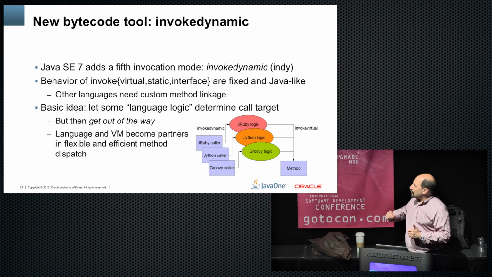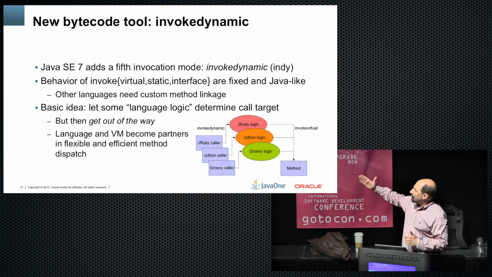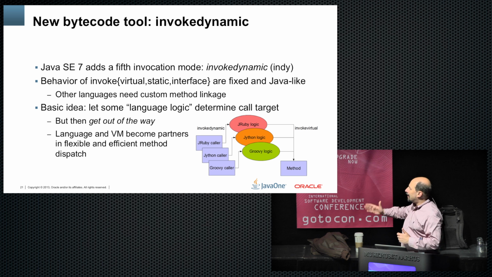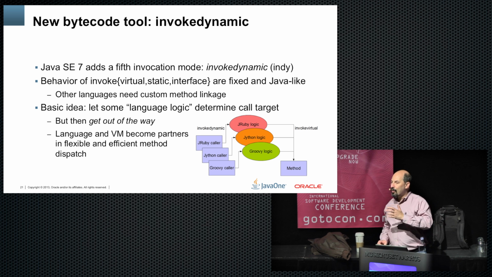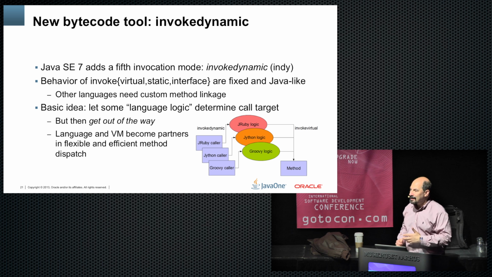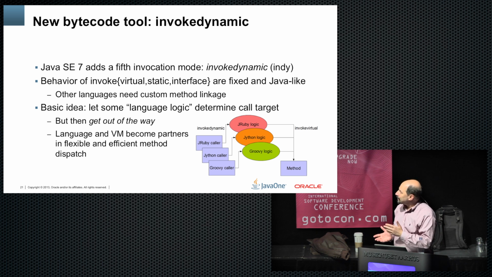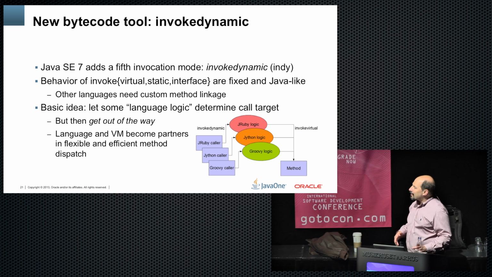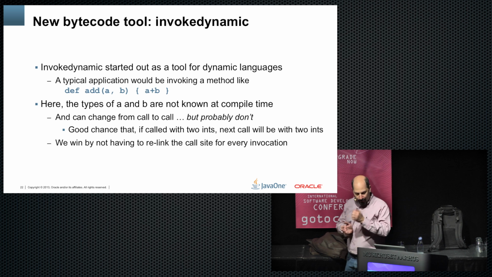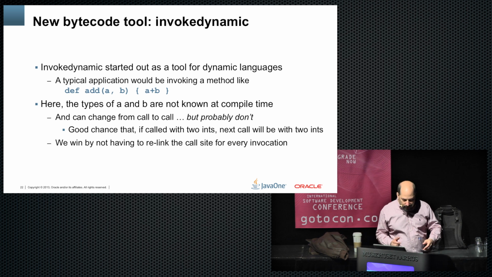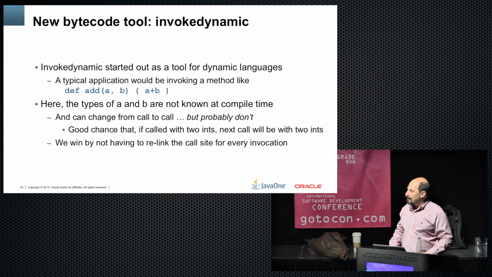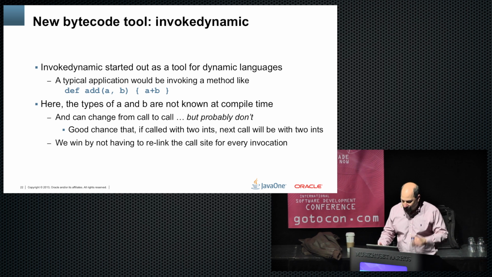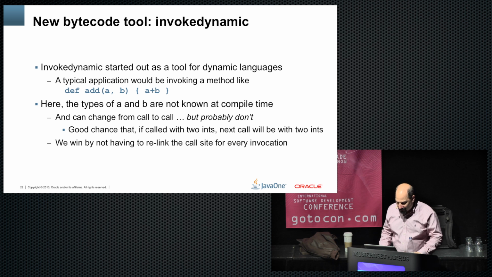So, you could have JRuby code that provides JRuby-specific linkage logic, and Jython code that provides Python-specific linkage logic. And ultimately, that boils down to one of the old invocation modes that the VM already knows how to inline through once the resolution is done. So this started out as a tool for dynamic languages, where the language didn't have all the type information available that Java JVM signatures need in order to be able to do a method invocation.